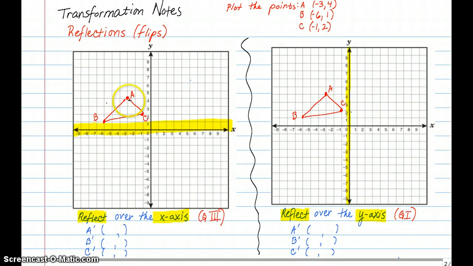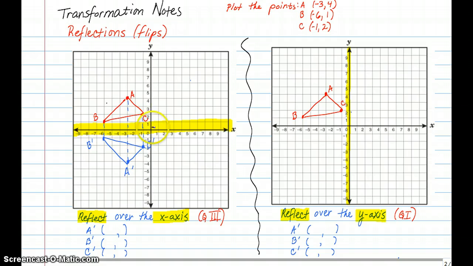Okay, from A to get to the x-axis, it's 1, 2, 3, 4. So it's going to be 1, 2, 3, 4 the other way. Plot it. That's going to be our A prime. For B, it's 1 from the x-axis, so we go the other way, so that's going to be B prime. And then for C, it's 1, 2 from the x-axis, so we go 1, 2 on the other side, and that's going to be C prime. And so you have this flipped triangle. It's a mirror image.